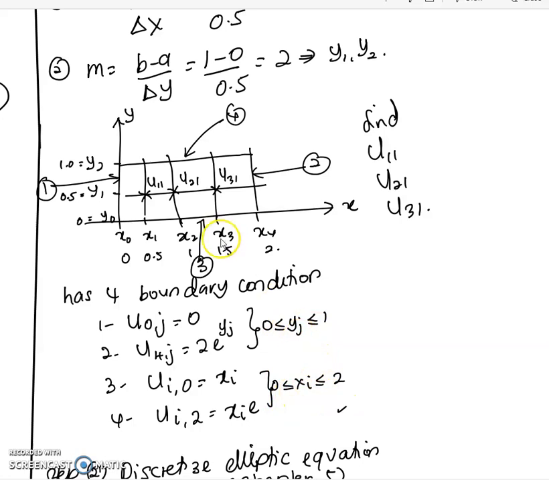Now let's go to the first step: how to discretize elliptic equations.